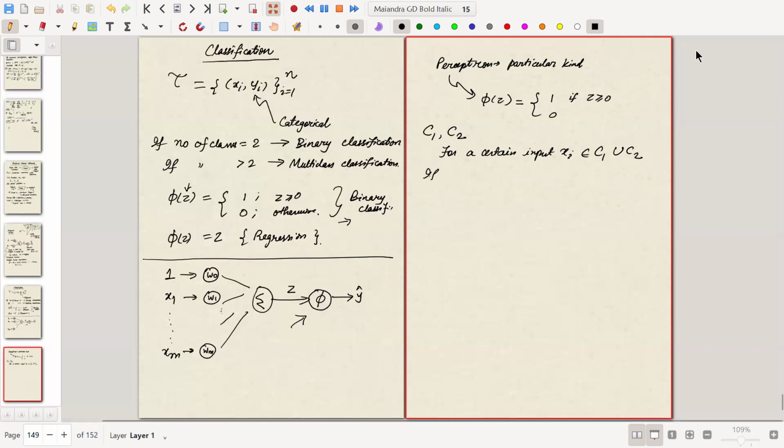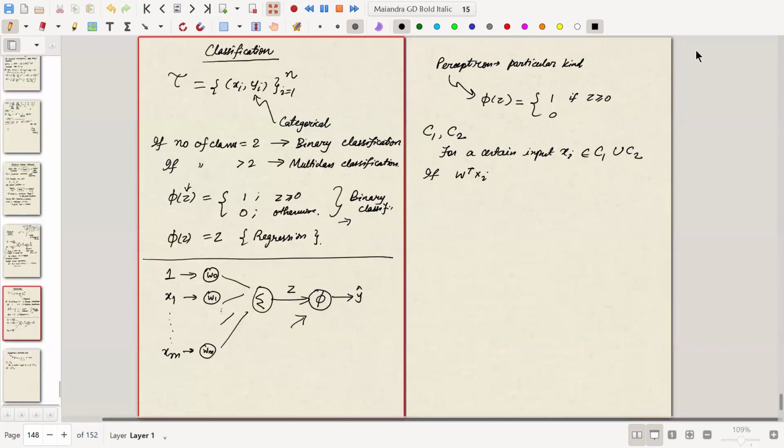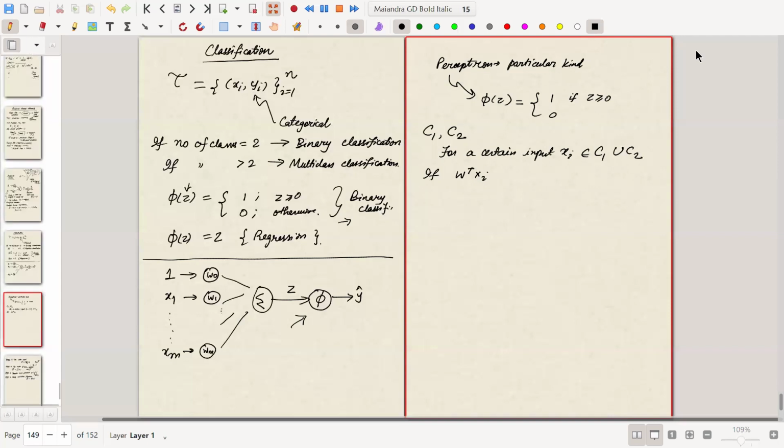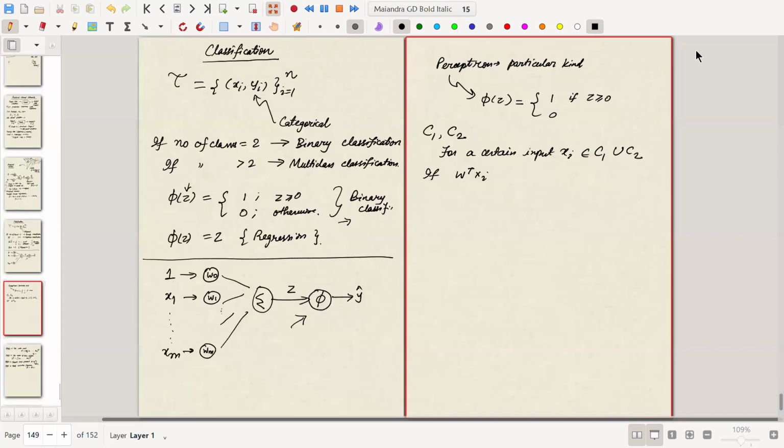So if W transpose xi, which we talked about, is greater than or equal to 0, it means xi belongs to C1. If W transpose xi is less than 0, that means xi belongs to C2. So you can already see what your decision boundary is, depending on these two quantities.